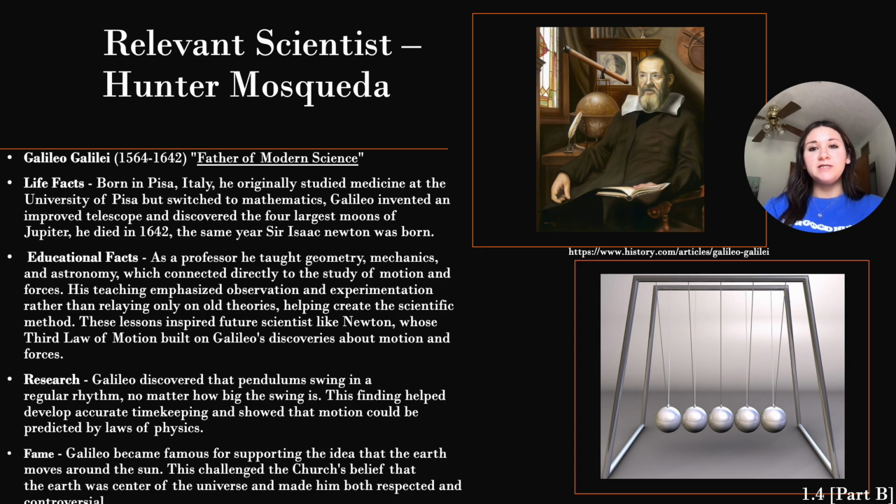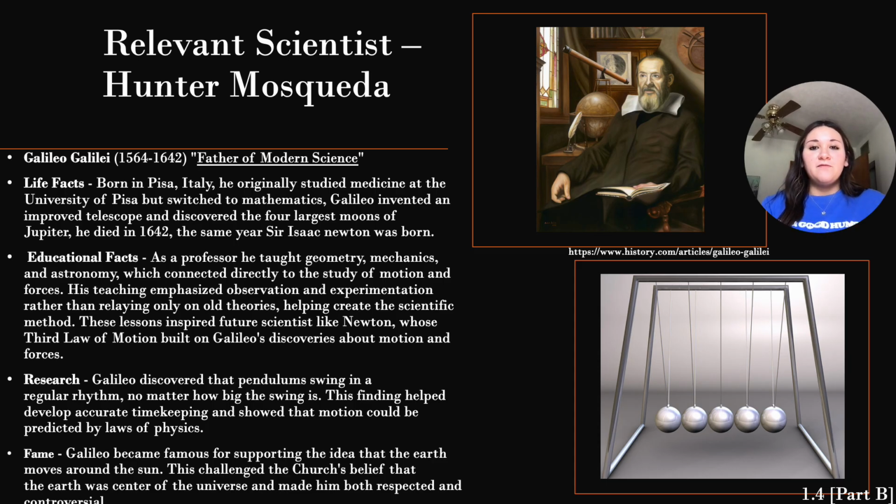One of the most important scientists connected to Newton's work is Galileo Galilei, who lived from 1564 to 1642. Galileo is often called the father of modern science because he transformed the way people study nature. Interestingly, Galileo started out studying medicine at the University of Pisa, but he switched to mathematics and science, where he made discoveries that completely changed physics. As a professor, he taught geometry, mechanics, and astronomy, all subjects that tied directly to forces and motion.